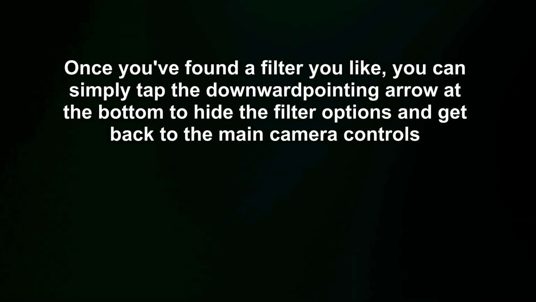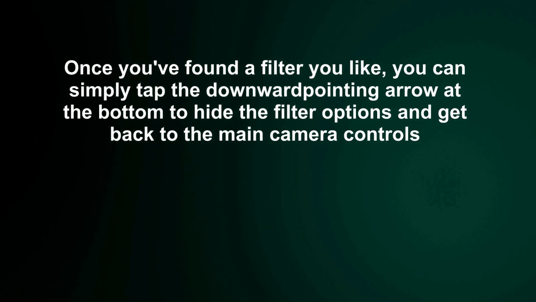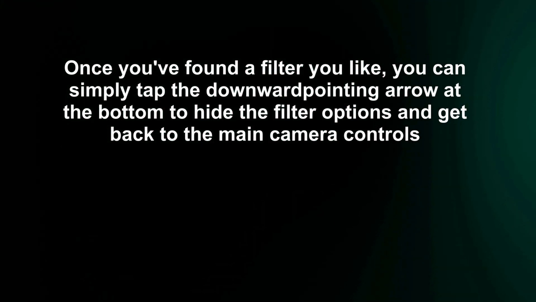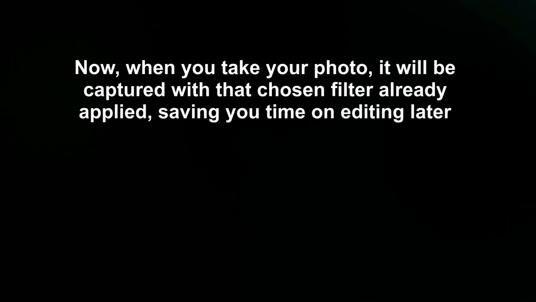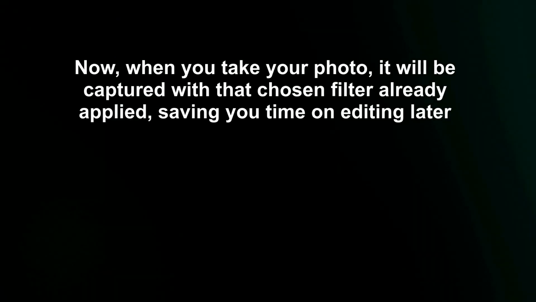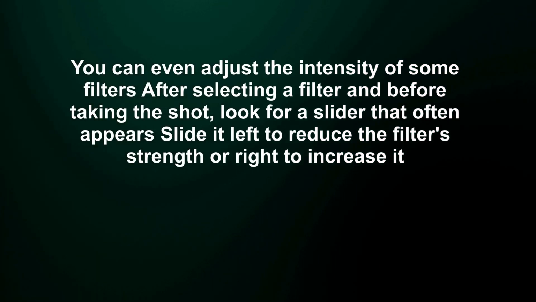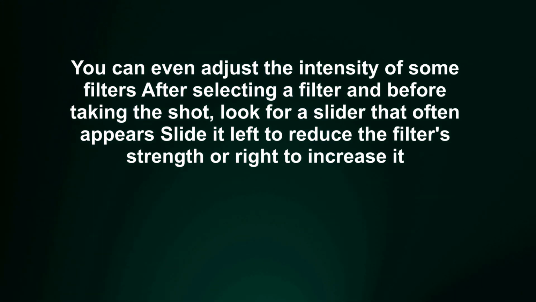Once you've found a filter you like, you can simply tap the downward pointing arrow at the bottom to hide the filter options and get back to the main camera controls. Now, when you take your photo, it will be captured with that chosen filter already applied, saving you time on editing later.